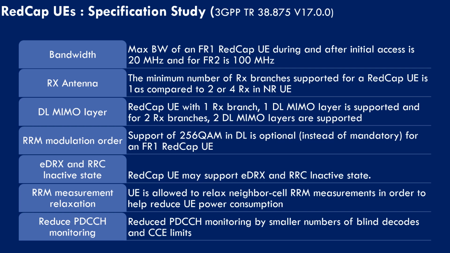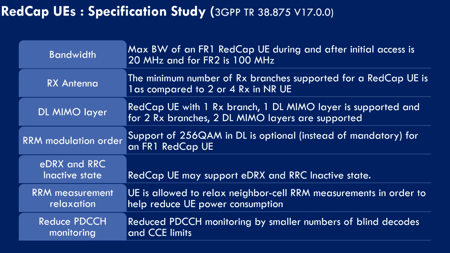Study done in 3GPP Release 17 related to reduction in UE complexity and power saving aspects. Some of the major topics evaluated in the Release 17 study phase were related to reduced maximum UE bandwidth, minimum number of RX branches, and maximum number of downlink MIMO layers. After the completion of the study, it was determined that maximum bandwidth of an FR1 RedCap UE would be 20 MHz and FR2 RedCap UE would support a maximum of 100 MHz.